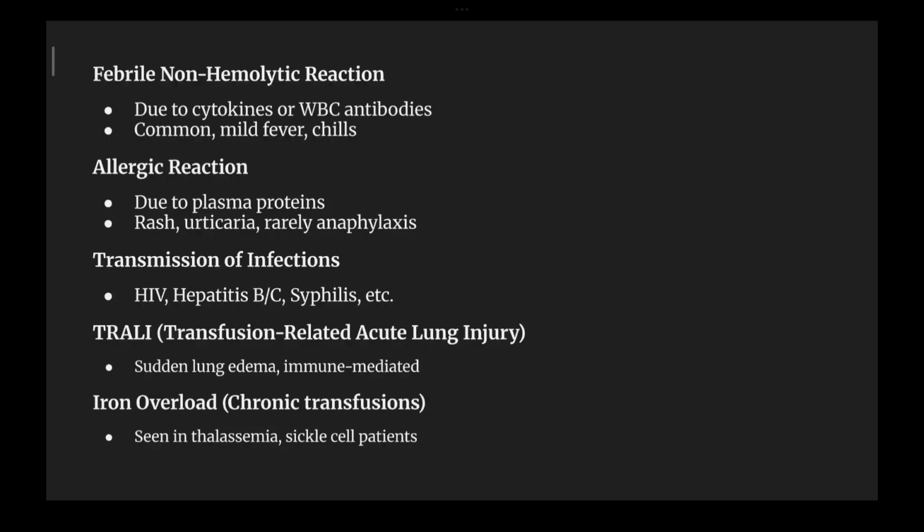Allergic reactions are due to plasma proteins, with rash, urticaria, and rarely anaphylaxis. The allergic reaction is observed because of the plasma proteins that are present. These are shown in the form of rash and, as I told, urticaria, and anaphylaxis is also an allergic reaction that is observed. Now, the transmission of infection.